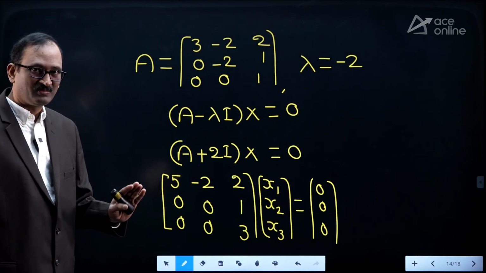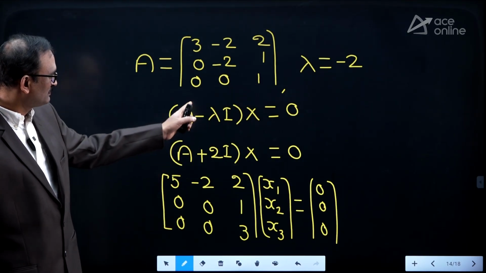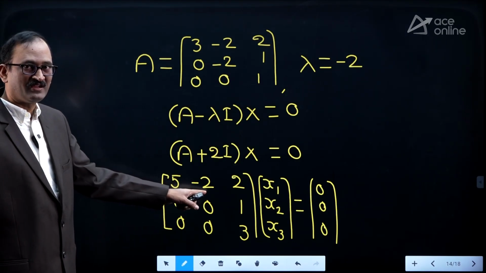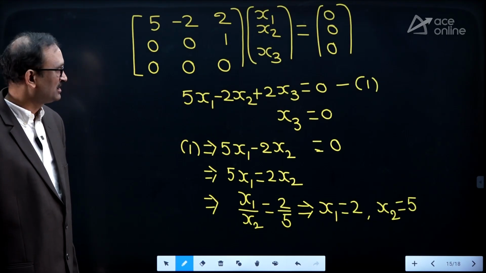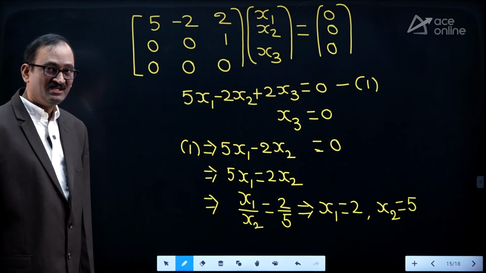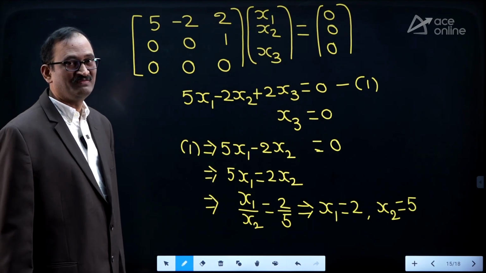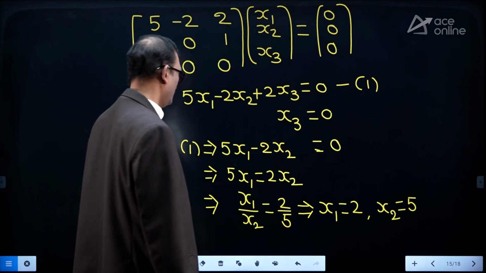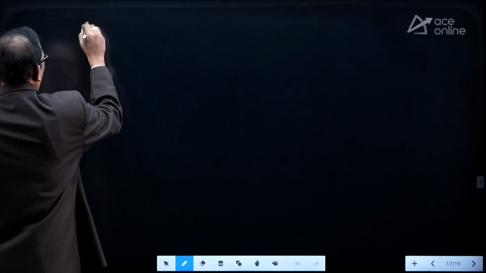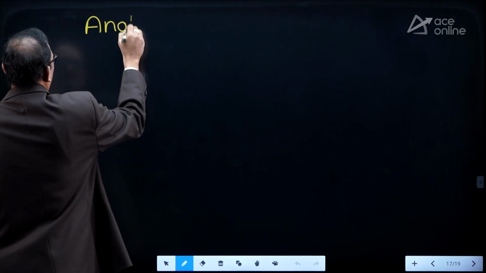The only thing we have to remember is, once you have found the A plus 2I matrix, reduce this matrix to echelon form. After reducing the matrix to echelon form, each value can be found separately. So I will teach a different technique, which is an alternate. See, the same problem can also be done in a different way as well.